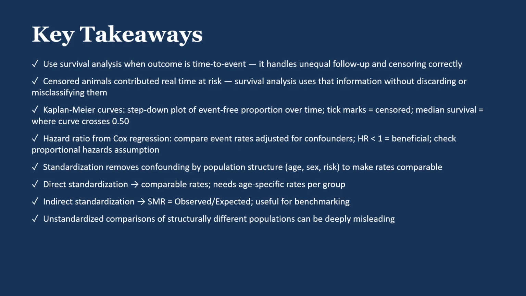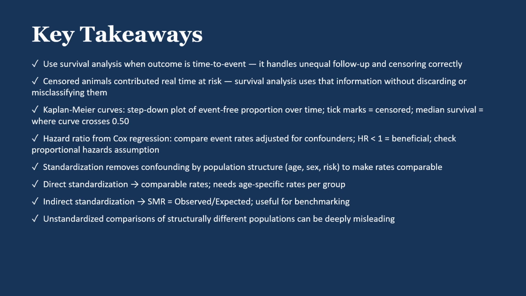Standardization removes population structure as a confounding factor in rate comparisons. Direct standardization produces comparable rates, indirect standardization produces the SMR, and an unstandardized comparison of structurally different populations may be telling you more about demographics than about the question you're actually asking.